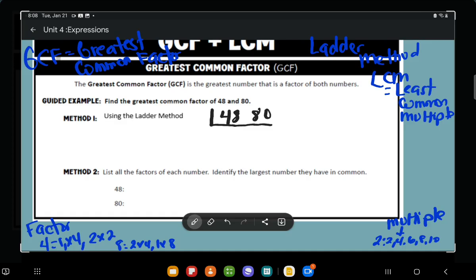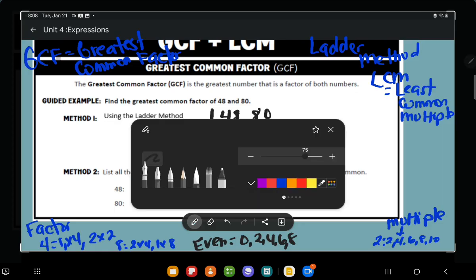So you're thinking of the numbers you can multiply together to get this number, and it has to be a number that you can use for 48, and it has to be a number that you can use for 80. If you cannot think of a number, an easier trick is if your numbers are even numbers. Even numbers end in 0, 2, 4, 6, and 8.